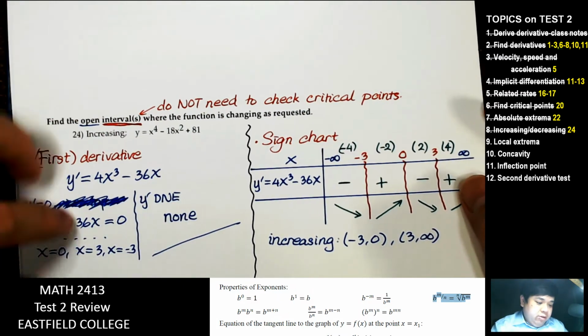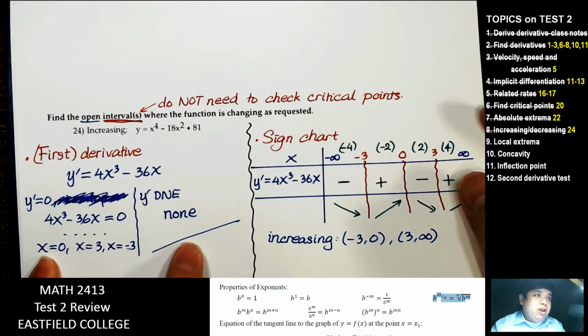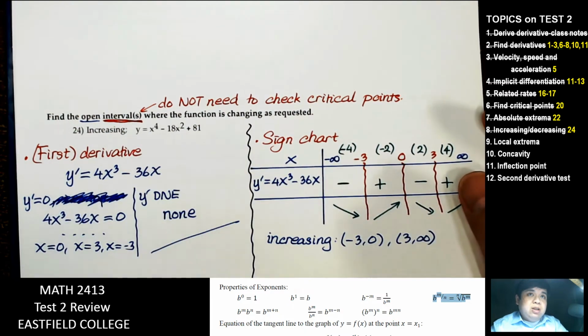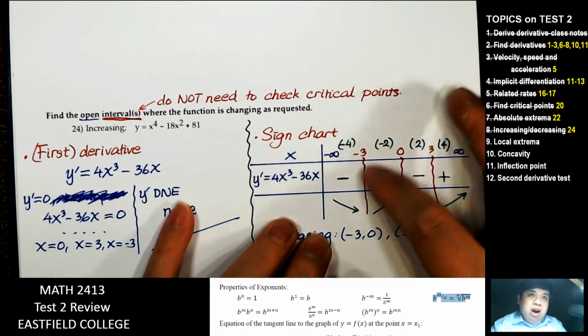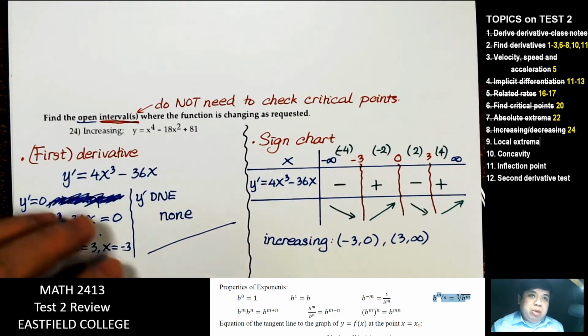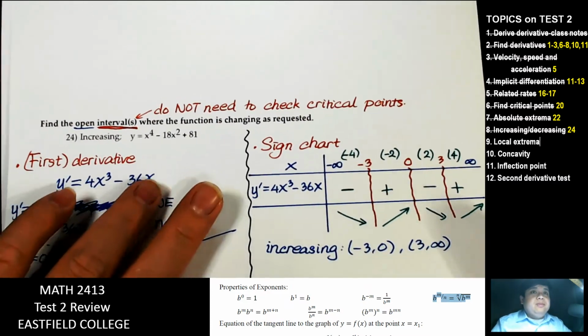Right, so derivative equal to 0 or does not exist. Those will give us the points that divide the number line, test points in the middle, and then we'll test them.